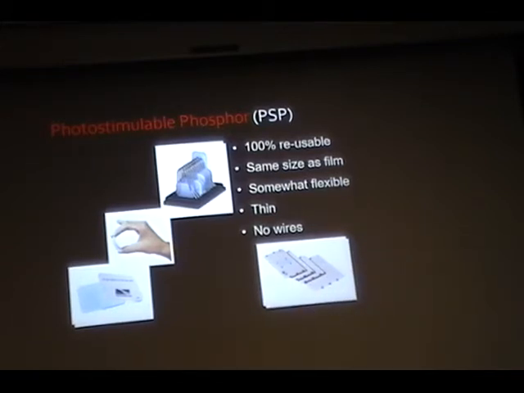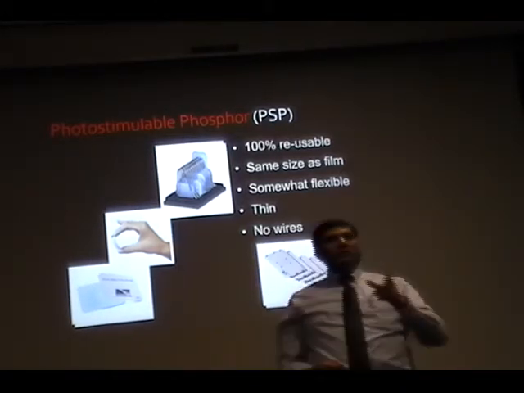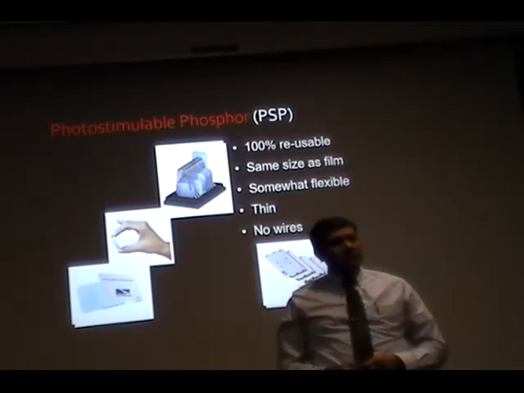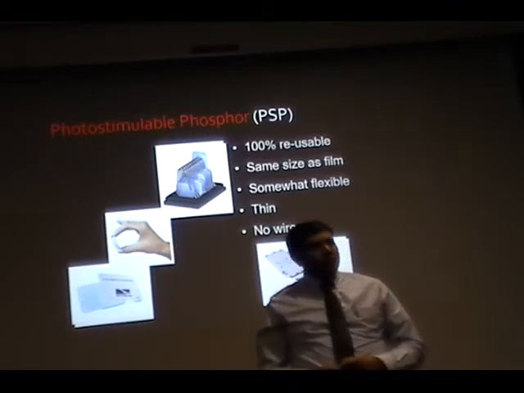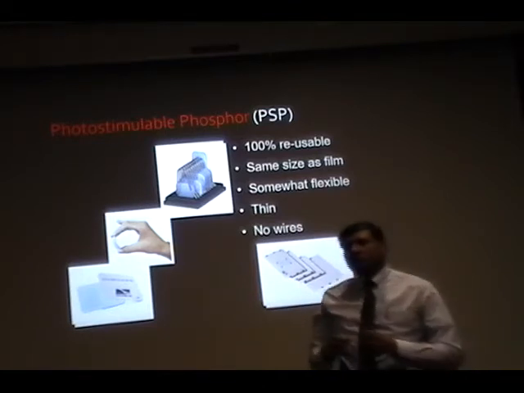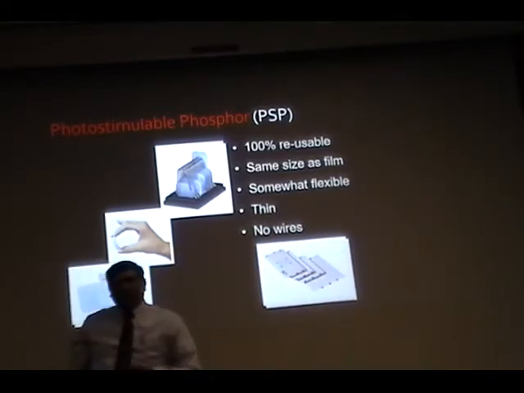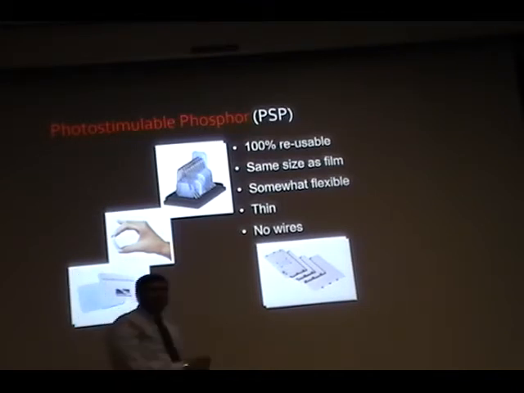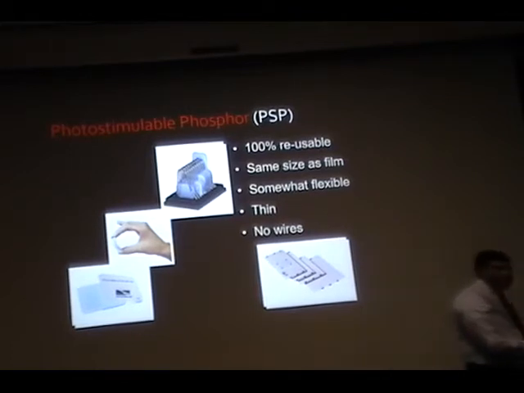So, how many of you have worked with film? How many of you have worked only with digital sensors? How many of you have worked with phosphoplates? Phosphoplates are pretty similar to film, so they are a little moldable, and each plate will cost like $20 to $50. When you buy in bulk, it will be much cheaper.